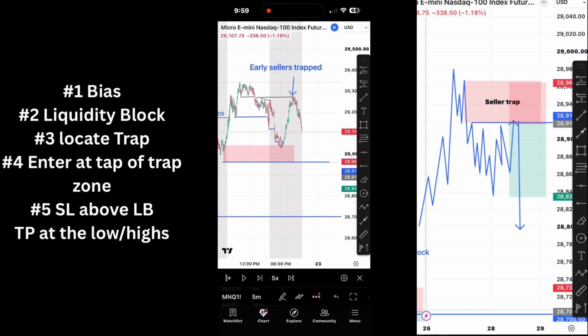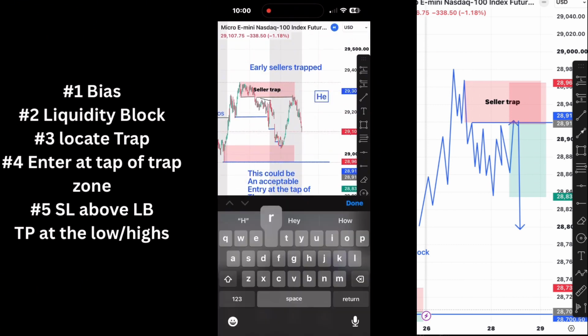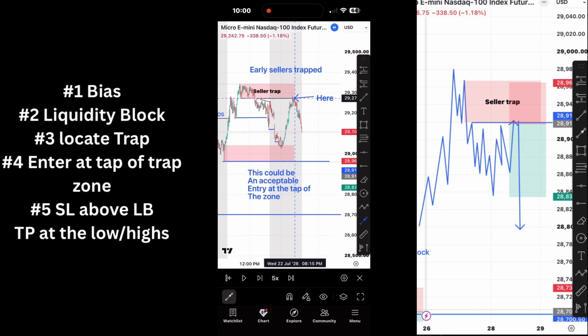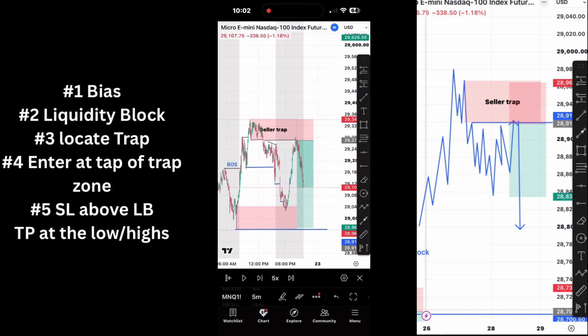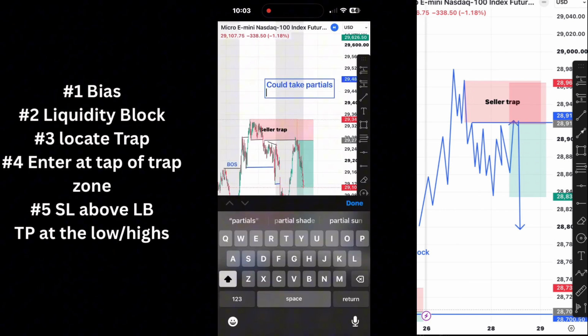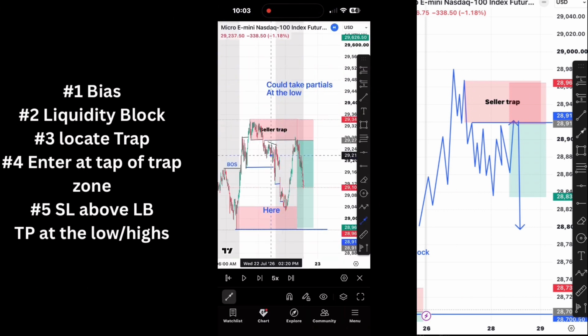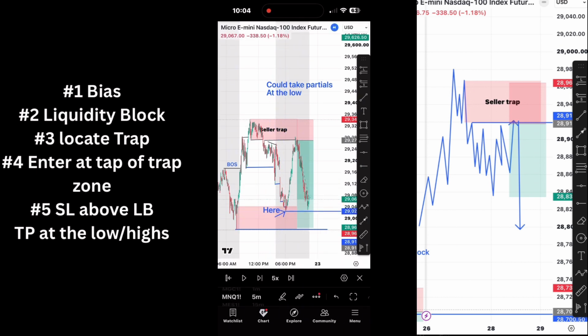So I didn't rewind it all the way back, but right here, if we were to rewind time, this is right where we would want to have entered on trade idea number one. We see that big buildup. We tapped into that POI. We returned back bullish, trapped sellers. Exactly what we're looking for. It's a perfect setup. Right here is a perfect place to take partials.